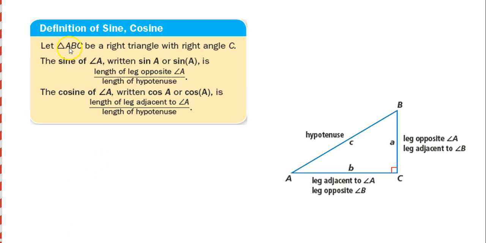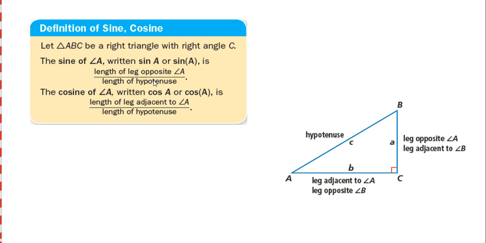So if we're going to let ABC be a right triangle again, because all these ratios pertain to right triangles, with a right angle C, as indicated in the picture here, so we've seen this before. The sine of angle A, written sine A, so you've seen that button on the calculator. Looks like sin, but it's sine. Sine A, or sine, and then you can put A in parentheses. The sine of this value A is equivalent to the length of the leg opposite to angle A divided by the length of the hypotenuse.